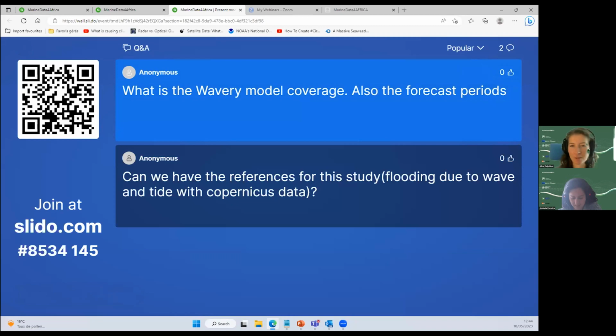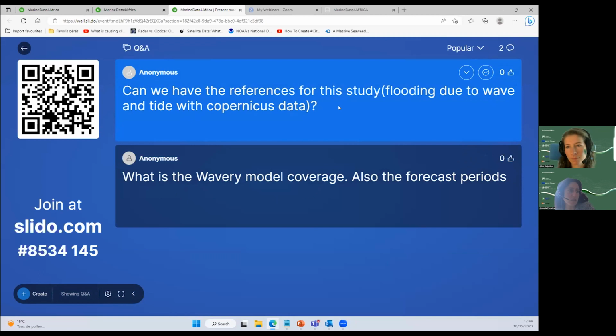And the second question: can we have the references for this study, flooding due to wave and tide with Copernicus data? I don't know if this was something you mentioned or... Yes, it was only an example. I took it from the news and I have no references. We have not produced a real study with an article. It was only an example. I brought the output of the model. Okay. I heard of it as an example, by normal news and not scientific news.